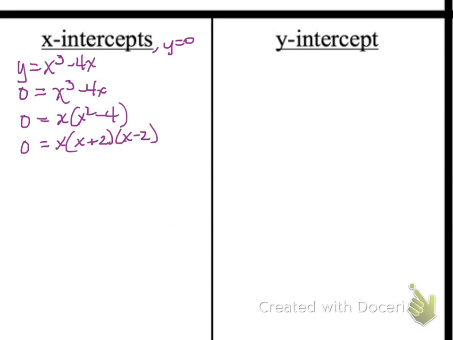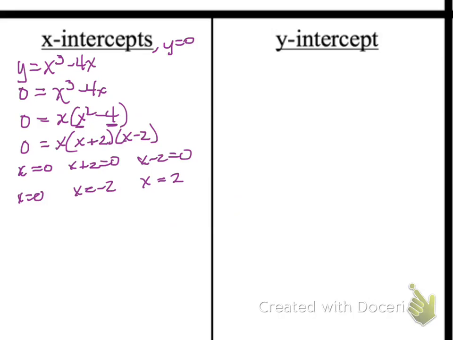And so that's something you should have memorized, being able to recognize a difference of squares, something squared minus something squared. And then you put it on here. So then I just break them each apart. So x is equal to 0, x plus 2 is equal to 0, x minus 2 is equal to 0. So x equals 0, x equals -2, because I would have to subtract 2 from both sides, and x equals positive 2, because I would add 2 to both sides.